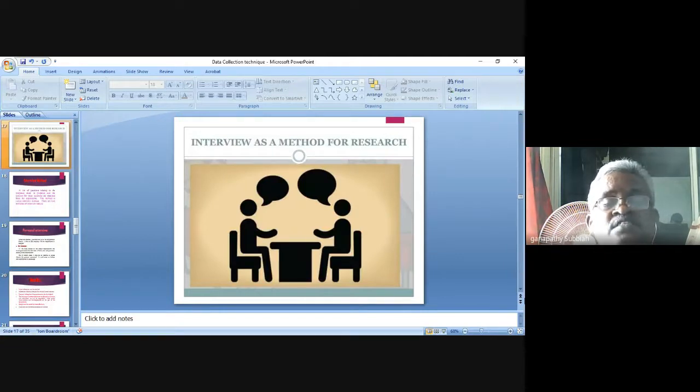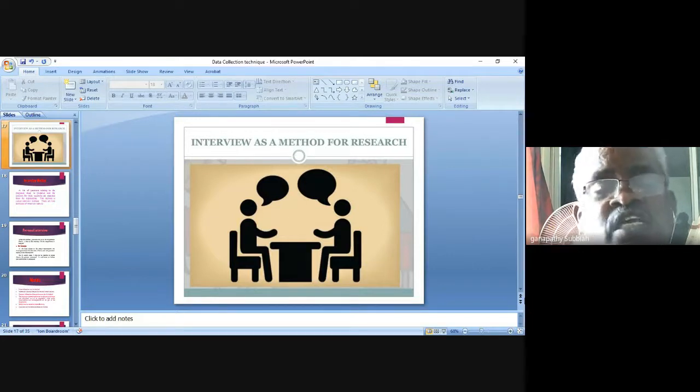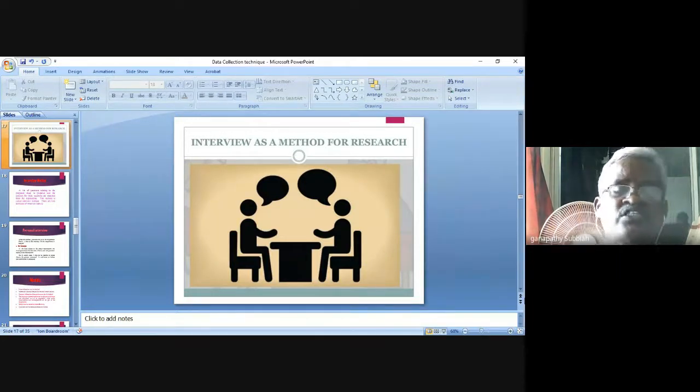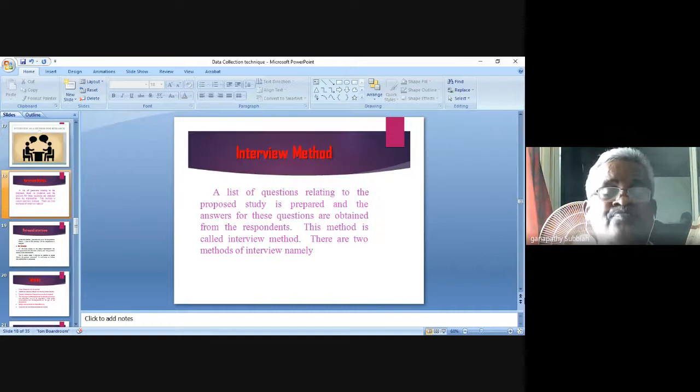The next topic: interview as a method of research. So, what is an interview? It is a face-to-face conversation between the researcher and a respondent. That is another important data collection technique.